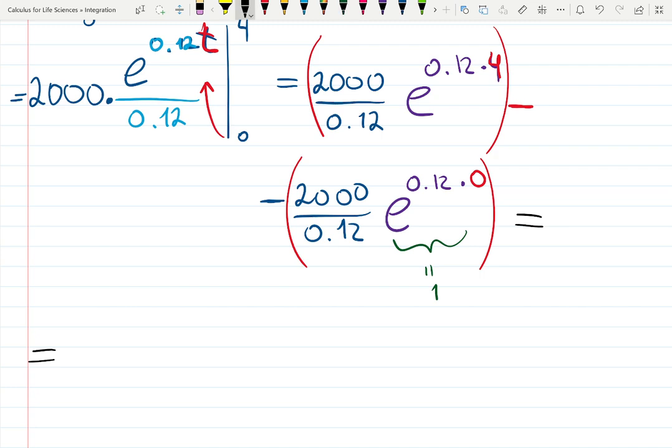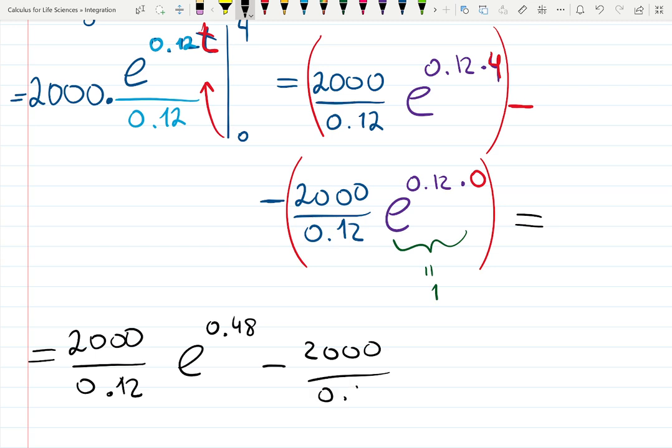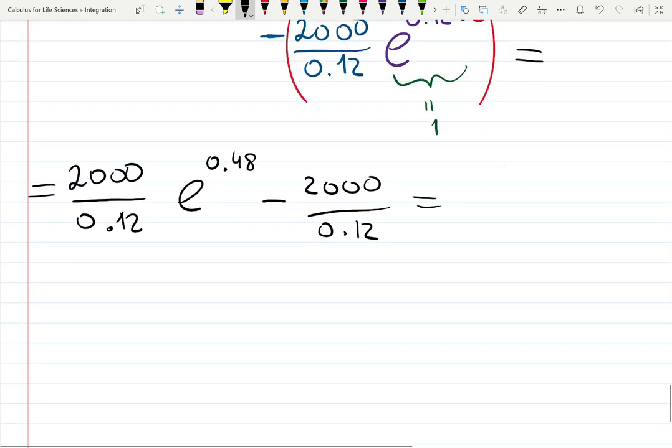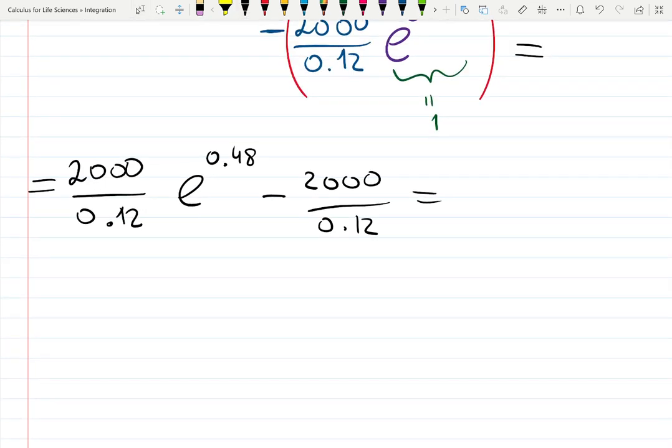So we're ending up with 2000 over 0.12. That's a big number, by the way. If you're dividing by a small number, you get a big number. e raised to the 0.48, right? I just multiplied 4 by 0.12. Minus 2000 over 0.12 times 1, which is, let's see, 10267.9 approximately. So this is the exact answer.